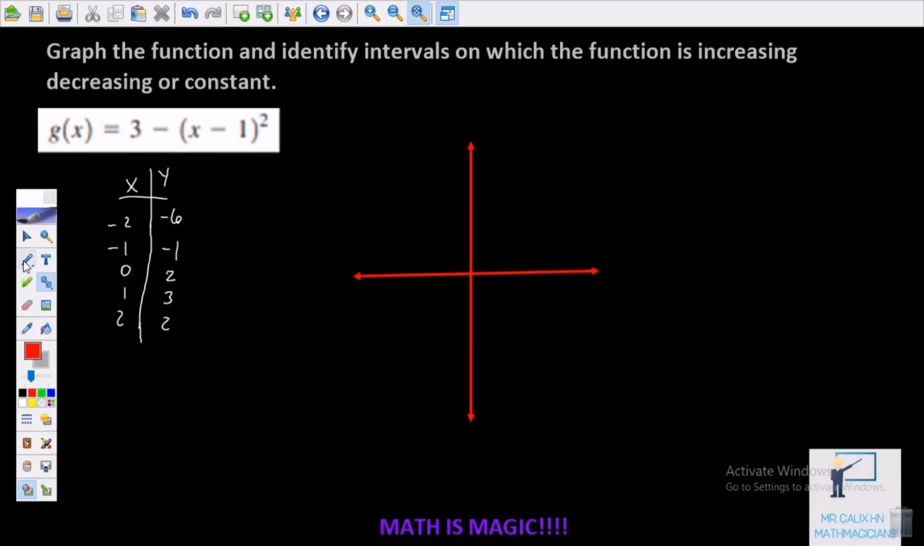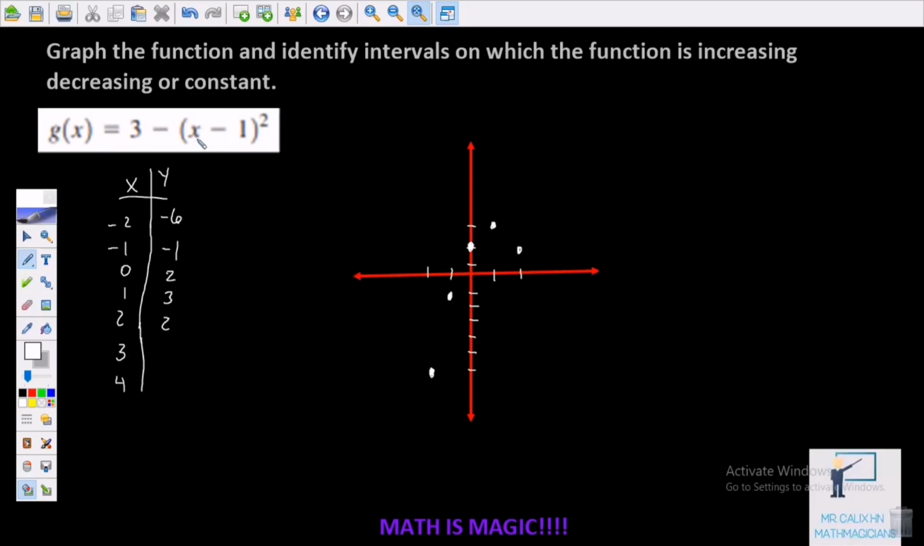Okay, so if we substitute these numbers, we have -2 with -6. 1, 2, 3, 4, 5, 6. It would be around here. Then we have -1 with -1. It's around here. 0 with 2. Then we have 1 with 3. Then 2 with 2. Okay, so I'm going to need more numbers. As you can see, your graph doesn't seem complete. So let's use 3 and let's use 4 to check.